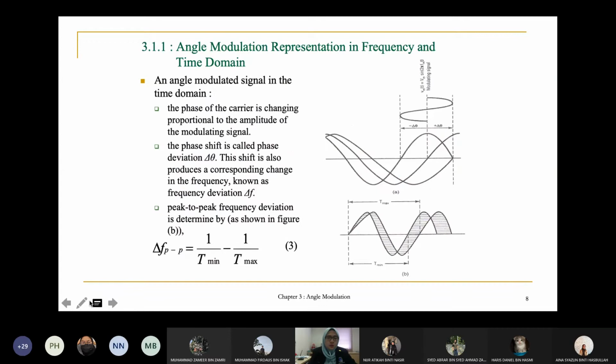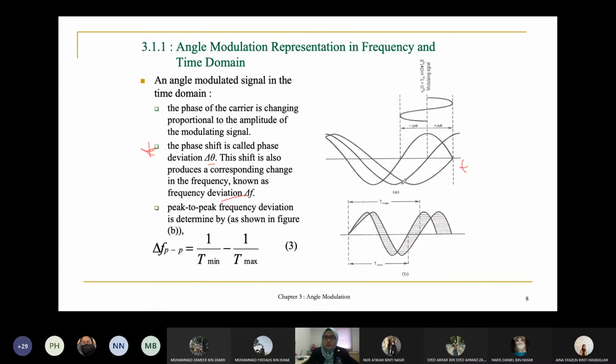This figure over here shows the angle modulated signal in time domain. Time domain means that it is with respect to time. So over here, this statement says that the phase shift is called delta theta. This shift also produces a corresponding change in the frequency, known as frequency deviation. So you can see that delta theta and delta F have a relation to each other. So frequency and phase, dia ada hubung kait. If delta F changes, then delta theta will also change.